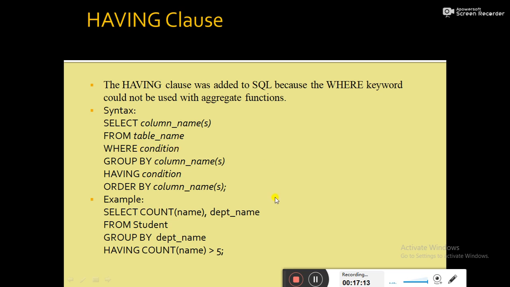But if we want to impose the condition after forming the group, that means once we are forming a group with the help of group by clause, and then after forming the group we try to impose a condition. Based on that condition, we want to select the specific group. Means first we have to form a group. Suppose 4 groups are formed based on a certain attribute. After that, out of 4 groups, only those groups must be selected for which a certain condition is satisfied. So after grouping, if we want to perform the filtering job, then we cannot use the where clause. Then we have to use the having clause.